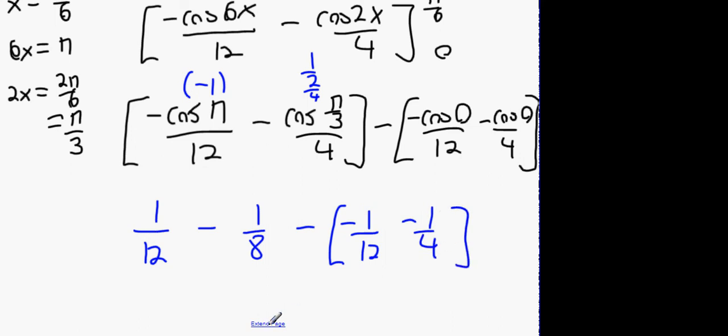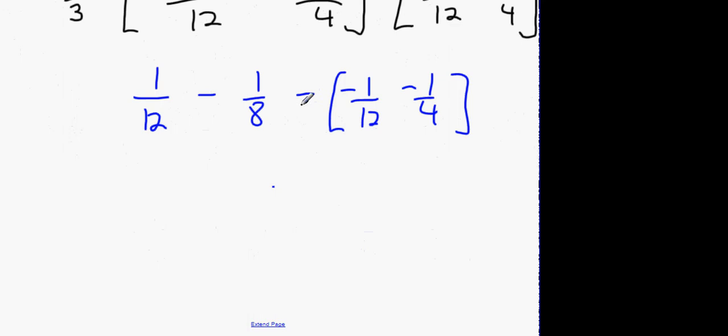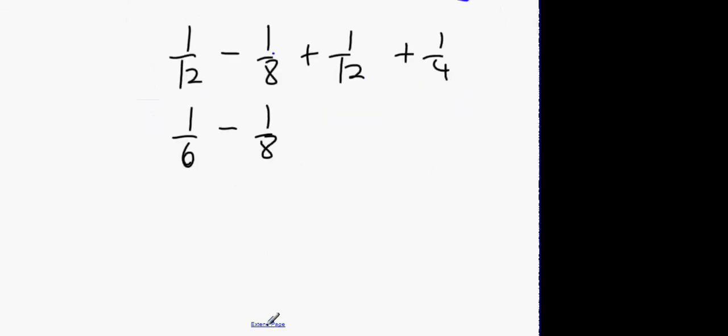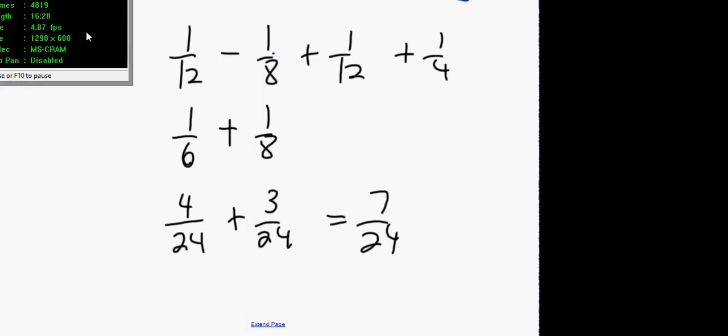Now lads, look at this. What we're going to have now is all these fractions together. So we're going to get a 12th minus an 8th plus a 12th plus a quarter. So we're going to get a 6th and an 8th minus a quarter. That's 2 eighths minus a quarter, which is minus an 8th. A 6th minus an 8th. We're going to put them into 24ths, which is going to be 4 over 24 plus 3 over 24, which gives the answer 7 over 24.